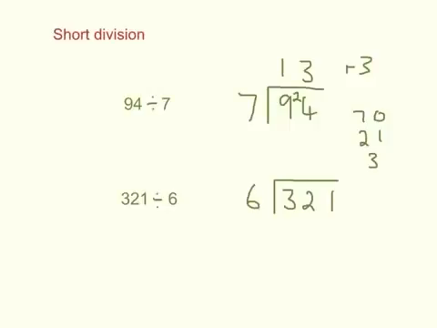Let's have a look at the final example. How many 6's in 3? Well, there are none, so I'll need to carry the 3. How many 6's in 32? Well, 6 5's are 30, and the difference between 30 and 32, of course, is 2. How many 6's in 21? 6 3's are 18, so it'll be 53, remainder 3.